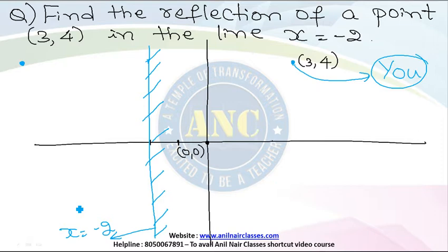Now see here, same logic sir, no change in the approach. First of all, (3, 4) is nothing but from here to here there is a distance of 3. From here to here there is a distance of 4. That is the meaning of it.